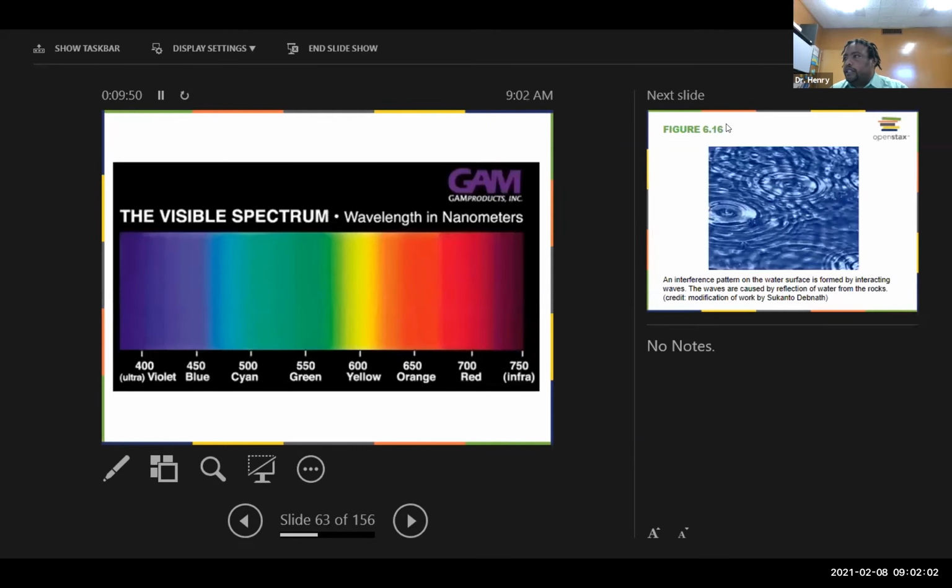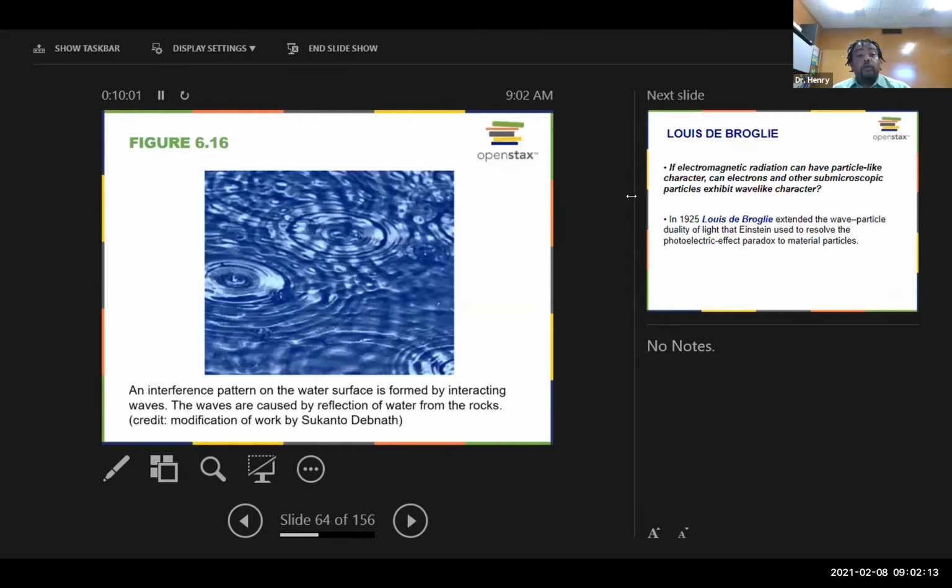This is just the spectrum. The slide is actually in the wrong spot, but it's okay. I wanted it to be there so you can see the visible light spectrum as well. When we were talking about the interference pattern, this is an example in the case of water, where you throw a pebble in 2 spots and then the waves start to interfere with each other. The waves could either be constructive or destructive. If they cancel each other out, they're destructive. If they amplify each other, then they're constructive.